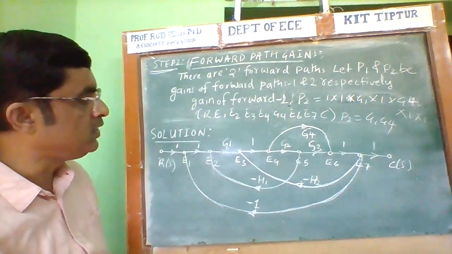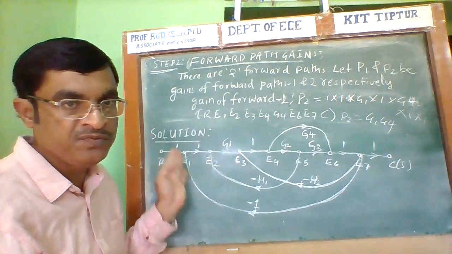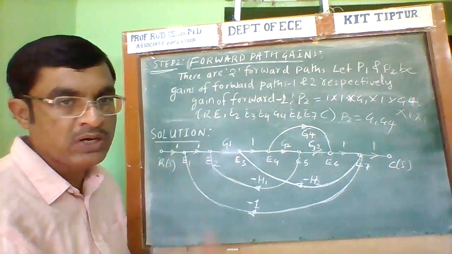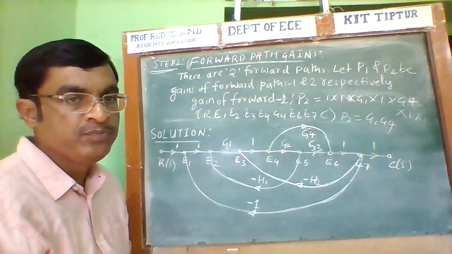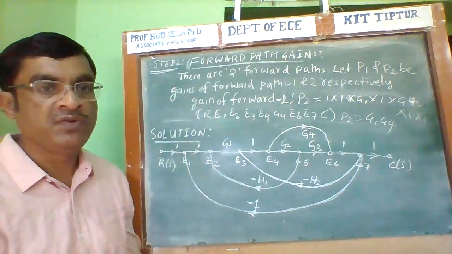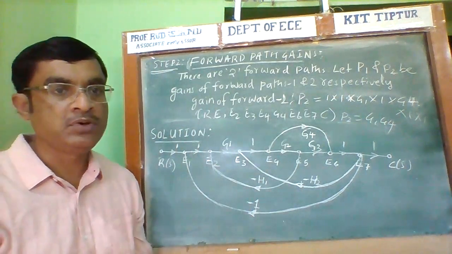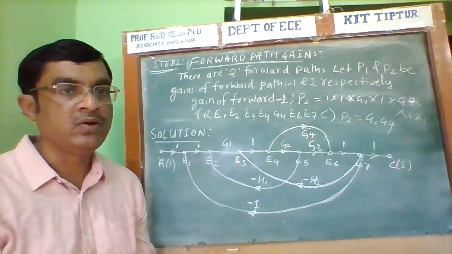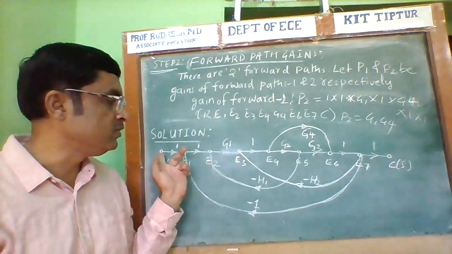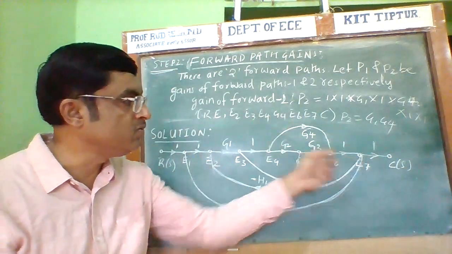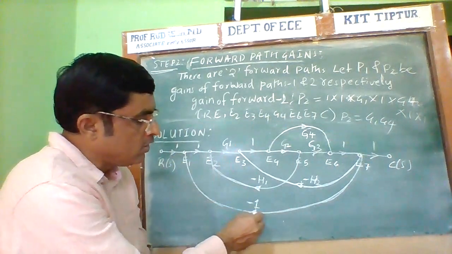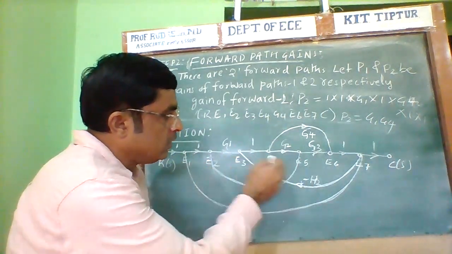After identification of the forward path, we need to multiply the branch transmittances, which gives the gain of that particular forward path. The forward path starts from the input node and ends at the output node without crossing any node more than once. That is the definition. Now these others are not forward paths because the arrow direction is opposite.